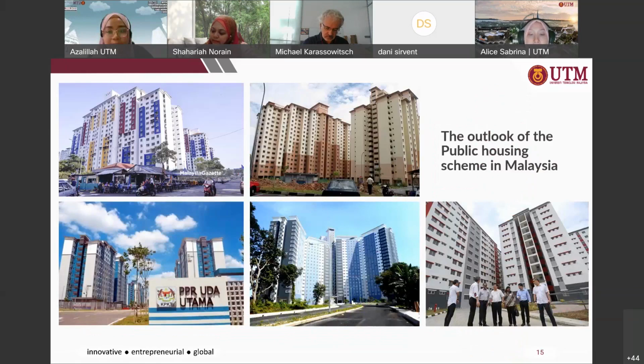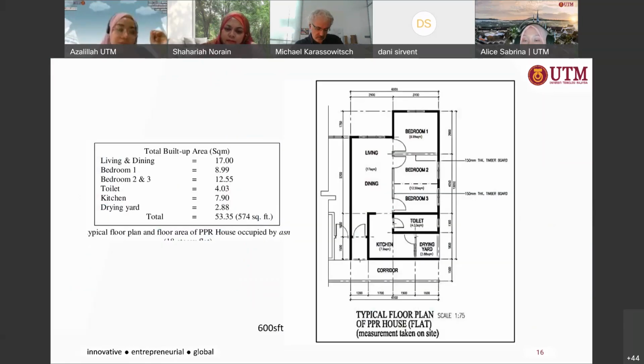So here is the outlook of the public housing scheme in Malaysia. This is in Kuala Lumpur, this in Selangor, this is Johor, this is Kelantan, and this is Penang. Most of them are built as flats or high-rise housing in order to provide affordable houses. They think that the higher the floor you can go, the higher the number of units you can provide. That is their analogy. That is what the government thinks. Unfortunately, because they want to reduce the price and the cost, they started to build a very minimum area for the B40 to live in, as minimum as 600 square feet.